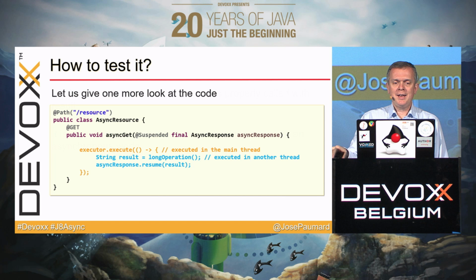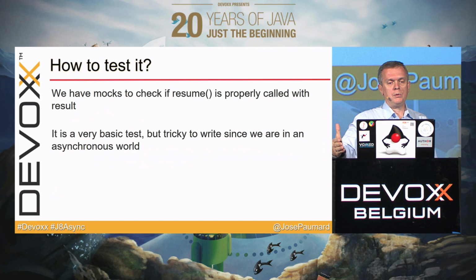I have a mock to check if the resume is properly called with the proper result object. It's a very basic test. I'm pretty sure that everybody already wrote this kind of test. But what is tricky is that I am in an asynchronous world, so I need to check that in the same thread, or in the blue thread that was on the previous slide.